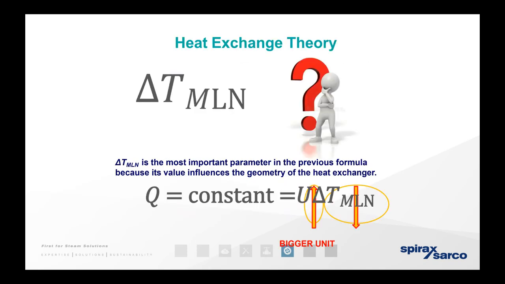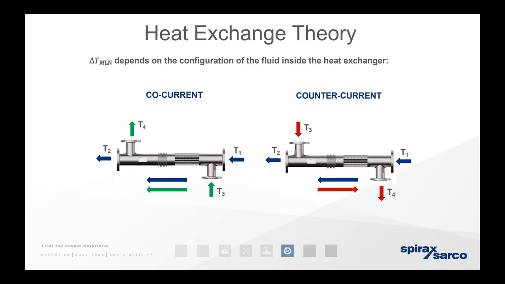No? Okay, no problem. So what does that all mean? The LMTD is the most important parameter when it comes to the previous formulas and for heat exchangers, because it's the value that influences the geometry of the heat exchanger. So how many plates you need. So you can increase U delta T and decrease LMTD. As it shows here, it depends on the configuration of the fluid inside the heat exchanger. So you have co-current, counter-current, so effectively the flow directions you have. Again, I'm only touching upon these because I know they expand on them in later slides.